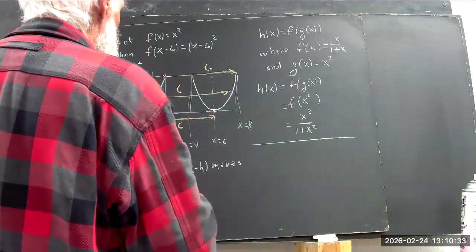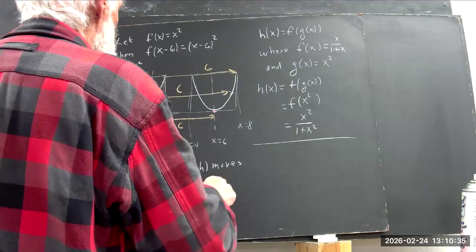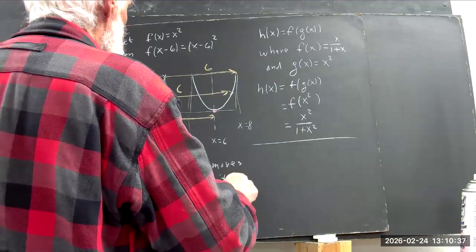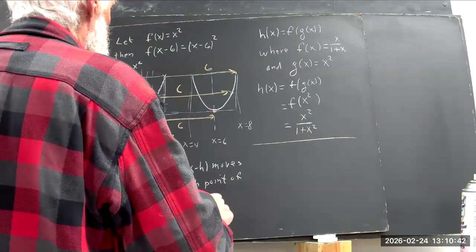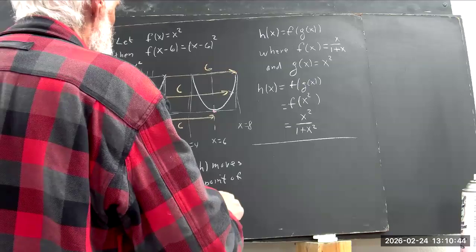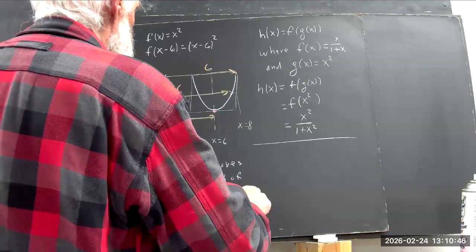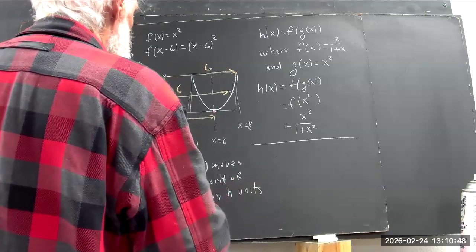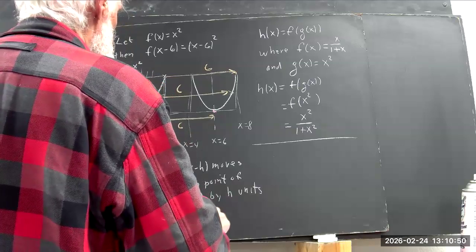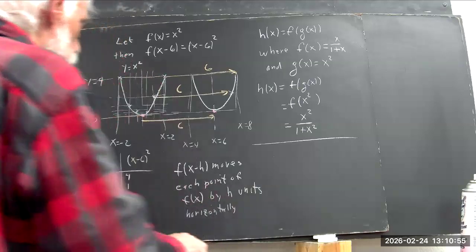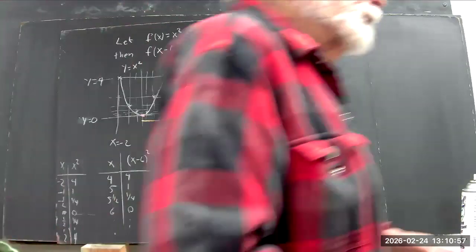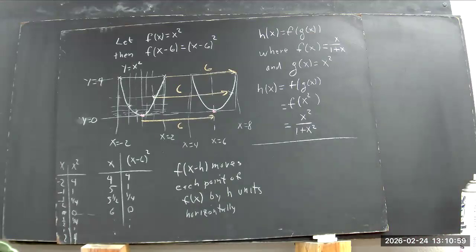Okay, so I can say that f of x minus h moves each point of f of x by h units horizontally. We'll go on with this idea next time, but give it some thought, because this is the idea that confuses people most when we do transformations.